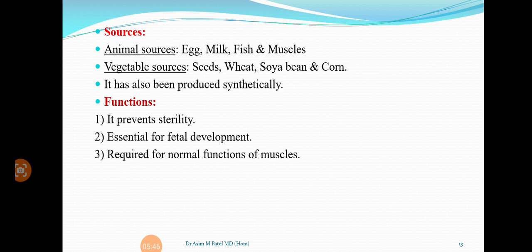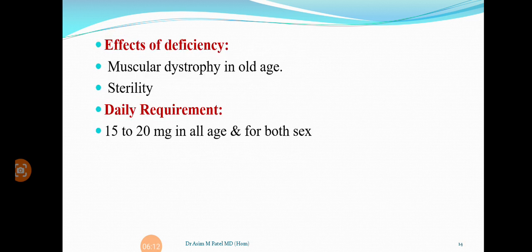The sources of vitamin E: the animal sources are mainly egg, milk, fish and mussels. The vegetable sources are seeds, wheat, soya bean and corn. It has also been produced synthetically. The functions of vitamin E: it prevents sterility. Second, it is essential for fetal development. Third, it is required for normal functions of muscles.